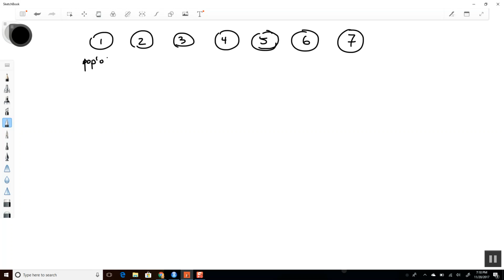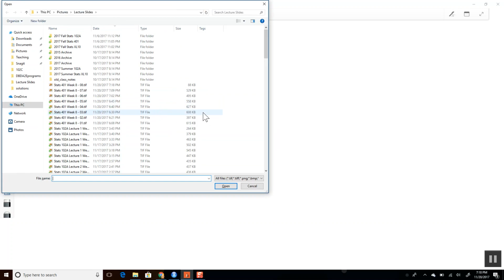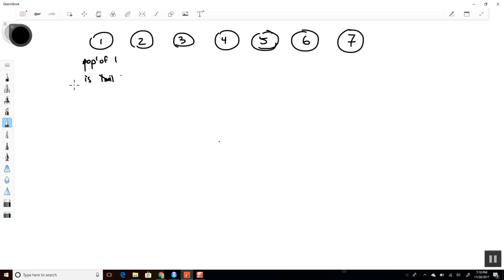population of island 1 is 1 million. And the population of island 2 is 2 million, and the population of 3 is going to be 3 million, and so on, so here is basically 7 million, all right? So each island, their population is exactly that number, okay? And so let's build a transition matrix, okay?